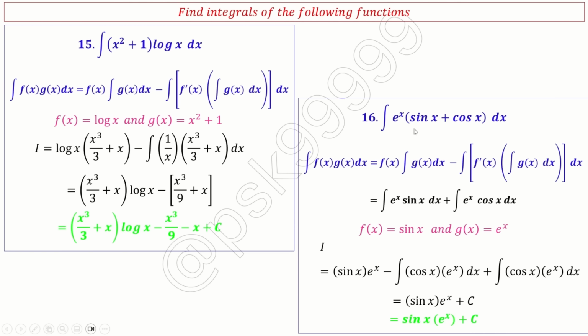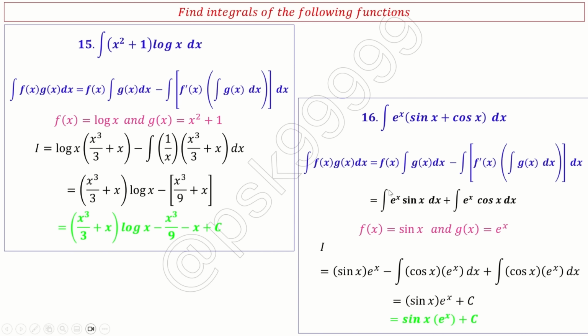Next, e to the power of x into sin x plus cos x dx. This one you can do in multiple ways. One is if sin x is f of x, cos x is nothing but f dash x, so there is a formula for that. I will show you that next, but this one you can also solve directly. How? I expand this: integration of e to the power of x sin x dx plus integration of e to the power of x cos x dx.